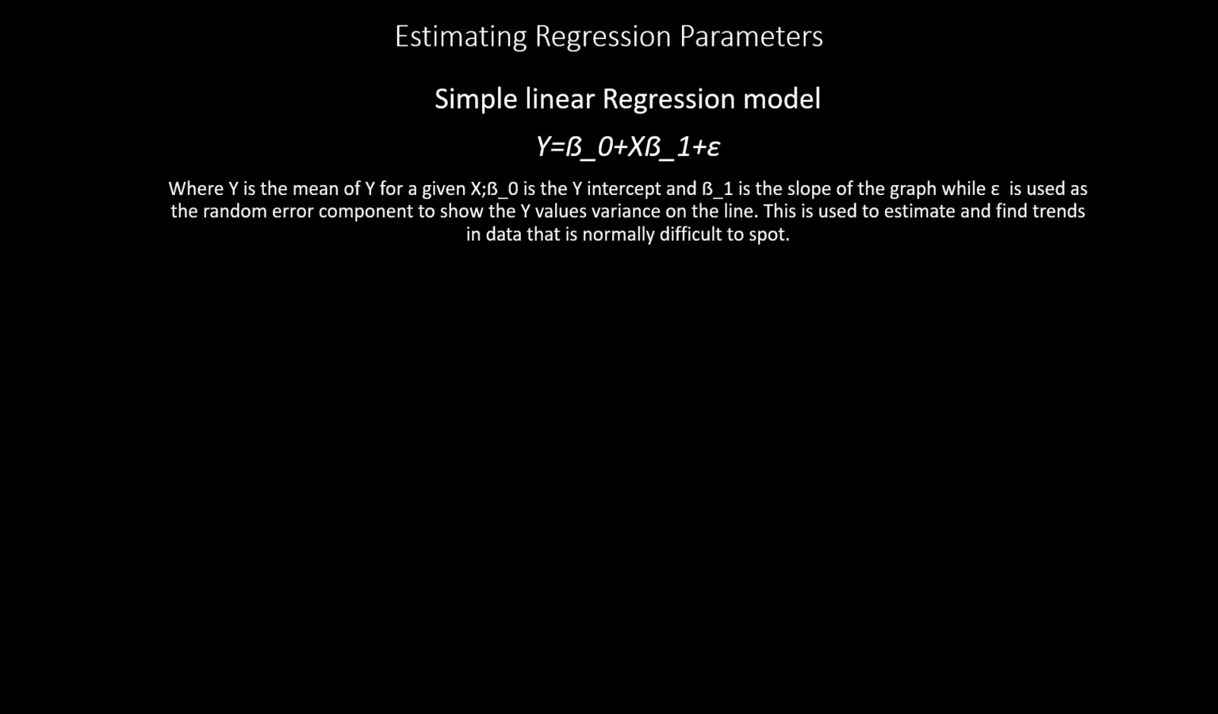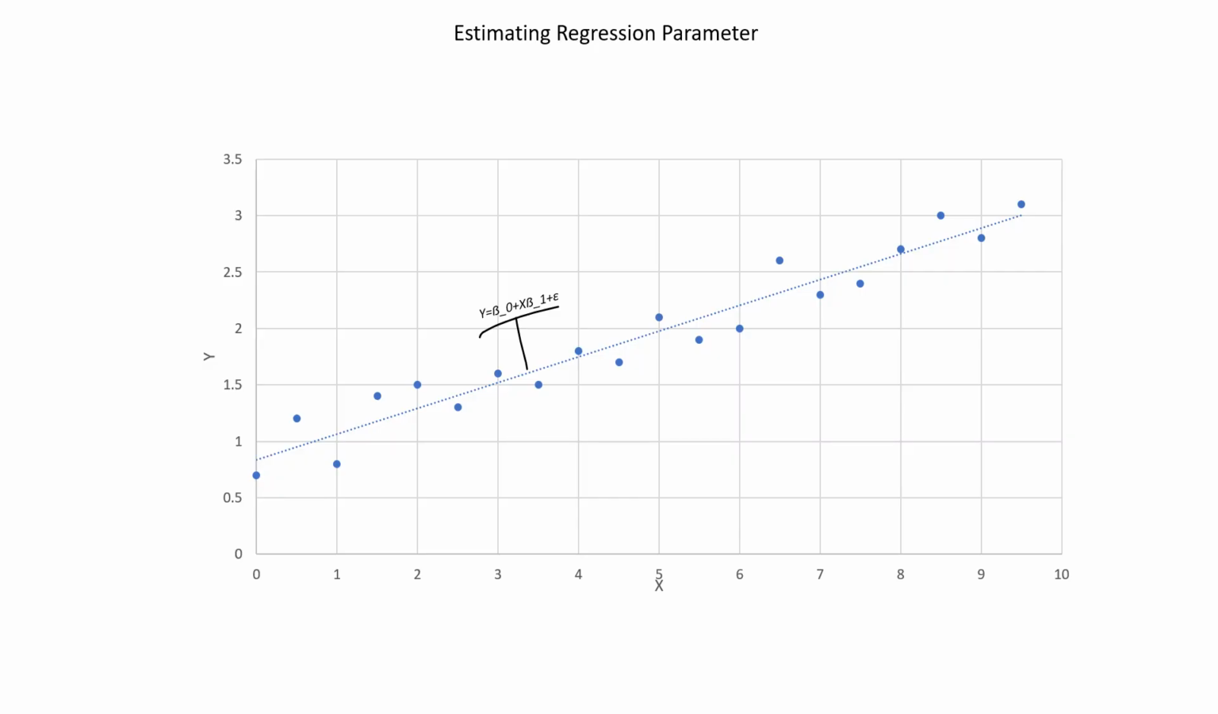Beta naught can be seen as the true mean of y when x is equal to 0, and beta 1 can be seen as the change in the mean of y for a 1 unit increase in x. This may still be confusing to some people, so the way I see the regression model is just the slope of the line in the formula that we all remember being y is equal to mx plus b. We just changed the variables.